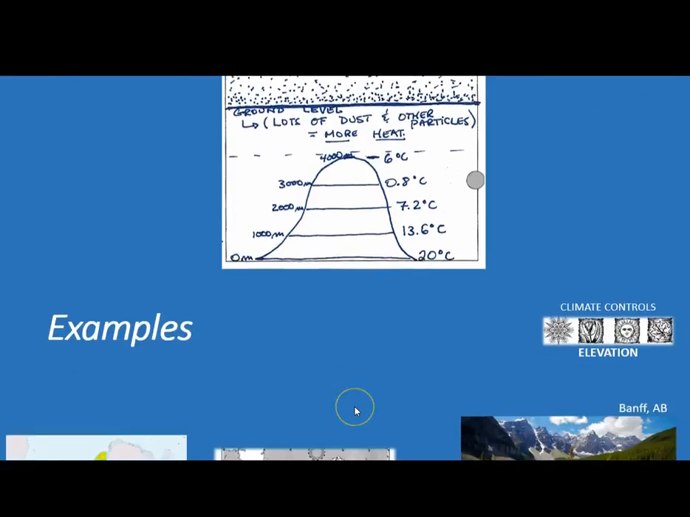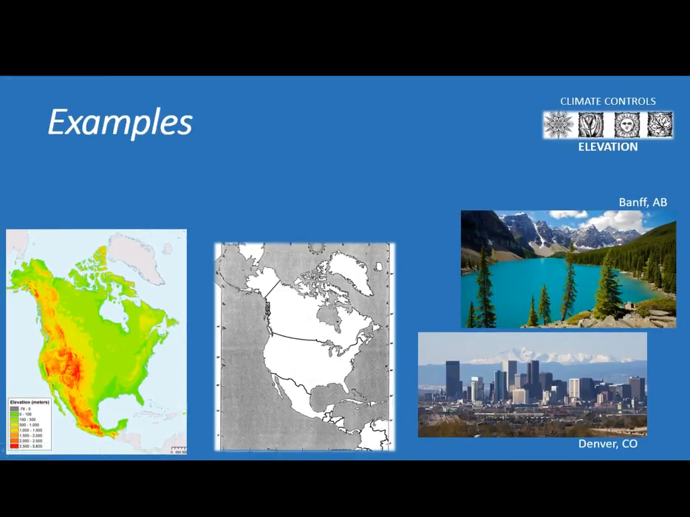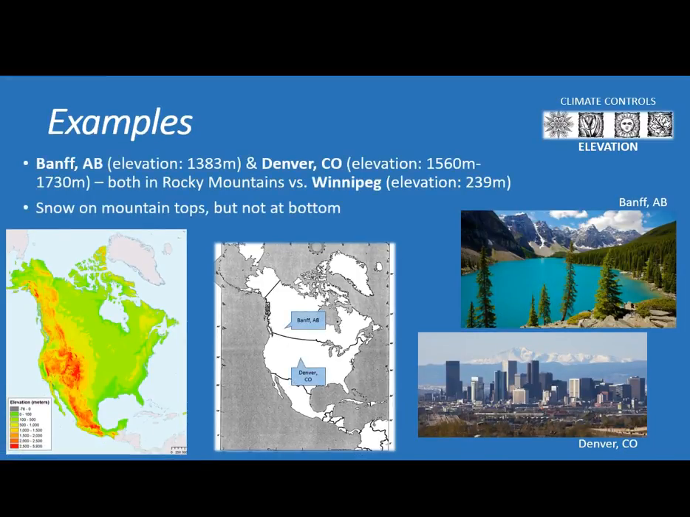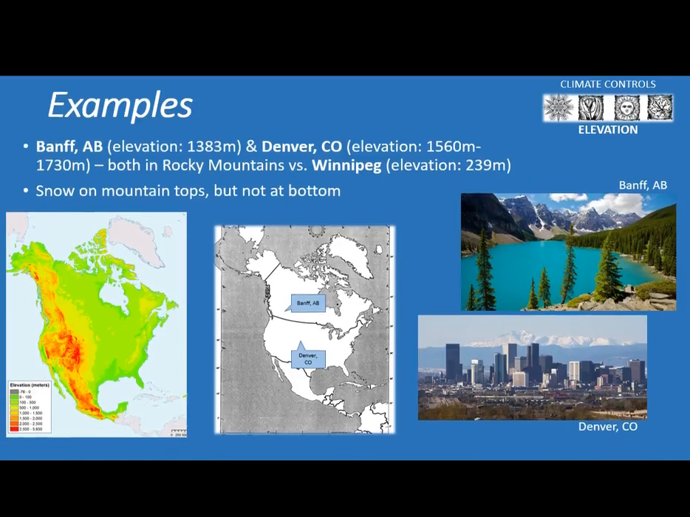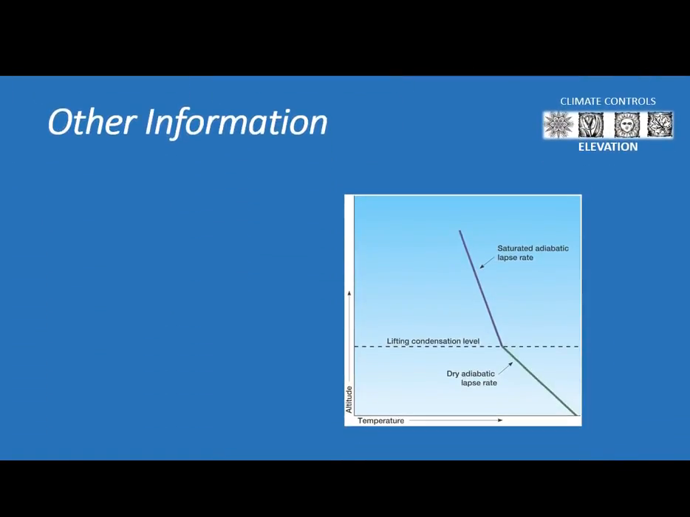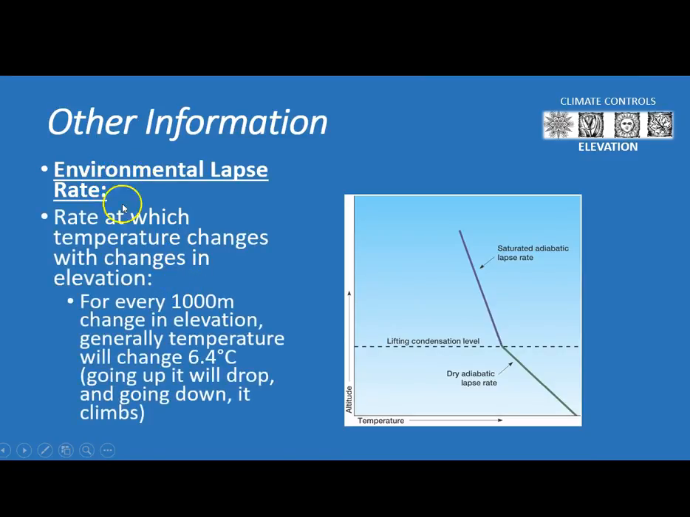And now, let's skip the examples quickly here, and we'll go over to the other information box, which really does sort of give a name to this precision of temperature change. And so it's called the environmental lapse rate, and this is the rate at which temperature changes with elevation changes, and the rate is very precise. It's been measured as 6.4 degrees per 1,000 meters of elevation change.